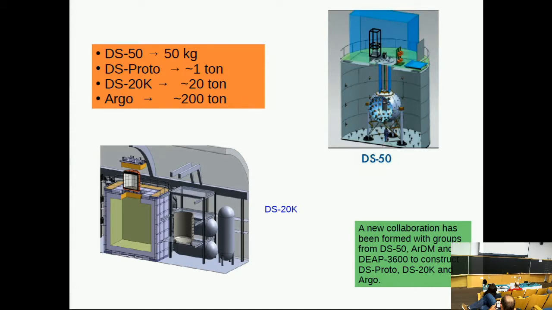The next one will be DarkSide-Proto, which may have some physics run, but mainly will be a prototype for the big one. This DarkSide-Proto is about 1 ton. DarkSide-20K will be about 20 tons, and there's some thinking about doing even a 200 ton experiment. In order to build all this, a new collaboration has been formed, gathering together groups working in the different experiments that work with argon target, mainly DS50, DEAP-3600, and ArDM.